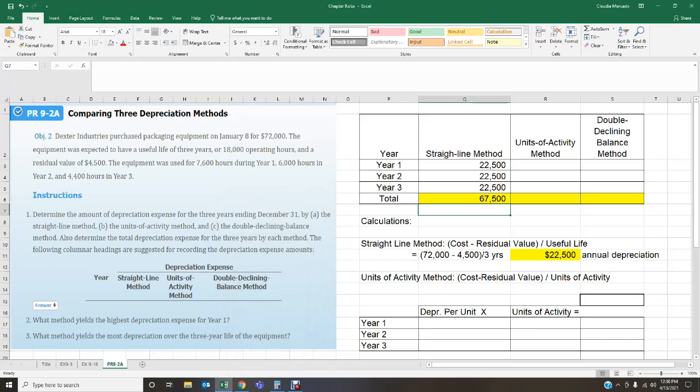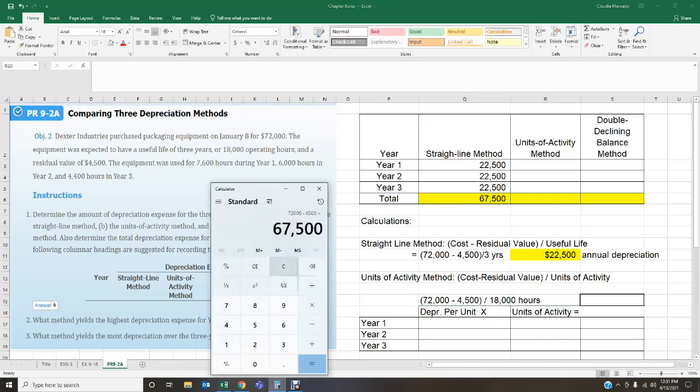Now, the units of activity method is dependent on the use of the asset. The more you use it, the more the depreciation. The less you use it, the less the depreciation, okay? So, in this particular case, the formula is going to be the cost minus the residual value divided by the units of activity, okay? So, once again, my cost is 72,000. I'm going to subtract my residual value of 4,500, and I'm going to divide by the units of activity. Now, in this case, the problem says that this equipment is going to last us 18,000 operating hours, okay?